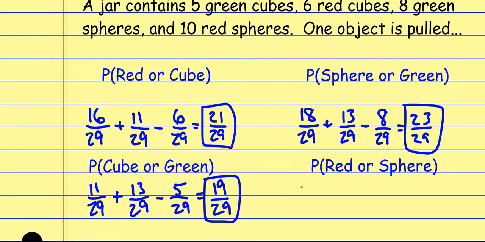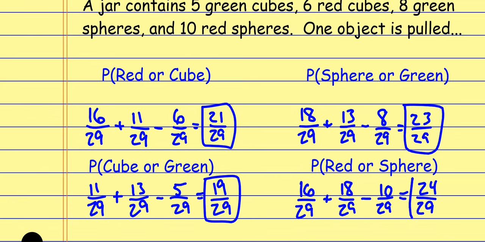In terms of the red objects, once again, there are 16 red objects. Or means we add. In terms of the spheres, there are 18 spheres of the 29. And right away, you can see we're going to go over the total amount. How can there be 16 plus 18? That's more than 29. We only have 29 objects. It's because I've counted a bunch twice. I've counted all the red spheres twice, and there's 10 of those. So I have to subtract that so that I'm only counting them once. Okay? And so that gives me a 24 out of 29.